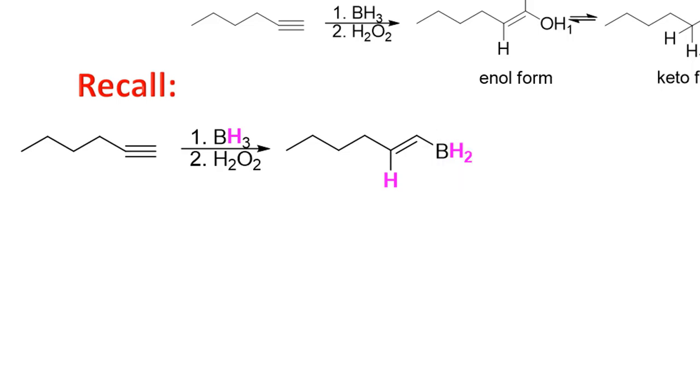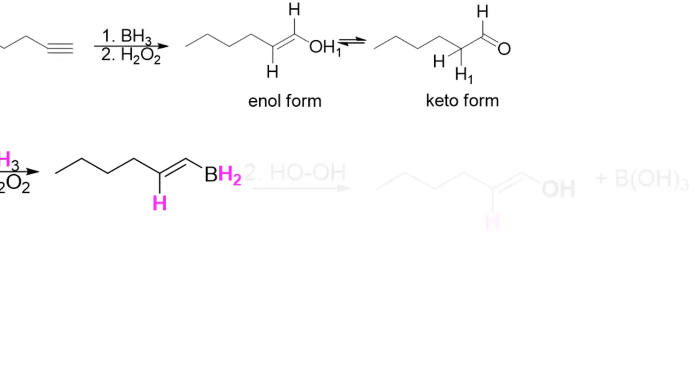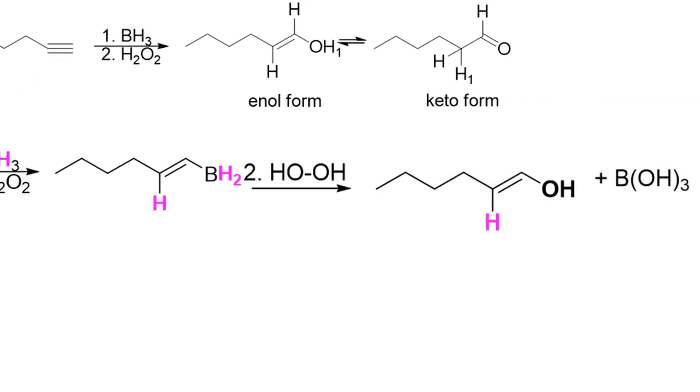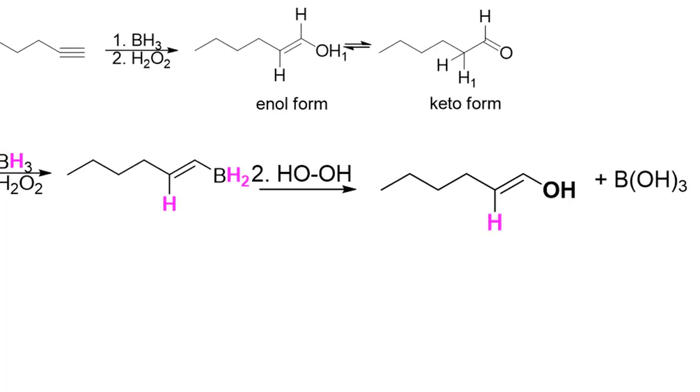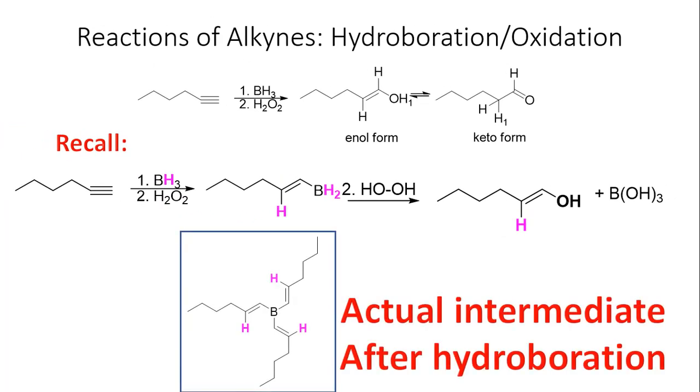And so once I get to here, then I treat this with hydrogen peroxide, right? And when I do that, that's where my alcohol comes from. And again, I go through this mechanism in detail with alkenes in this video here where the link is shown. All right. And so this is the actual intermediate after you do the hydroboration step, the first step, right? Because there are 3 hydrogens on boron, that BH3 can add to 3 triple bonds to give you an intermediate that looks something like this.